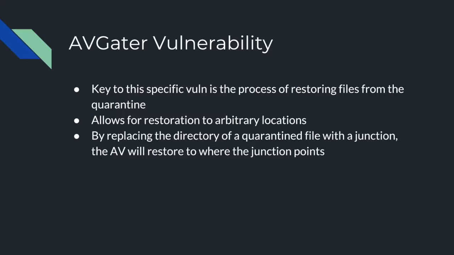The reason for this is that the process is carried out with higher privileges than the user has. By setting a directory junction, basically a directory that links to a different location, when the antivirus tries to restore the quarantine file to that location, it will restore it to wherever the junction points instead. Let's look at a demo of this specific vulnerability.